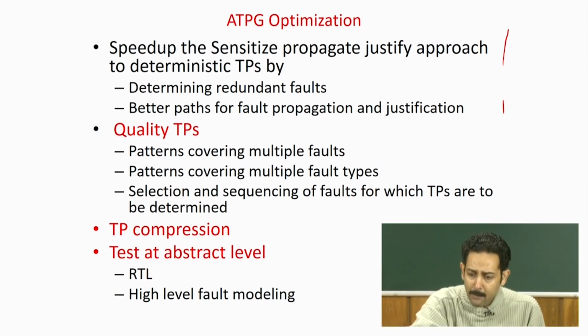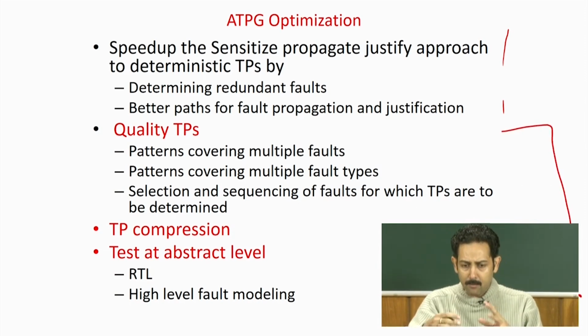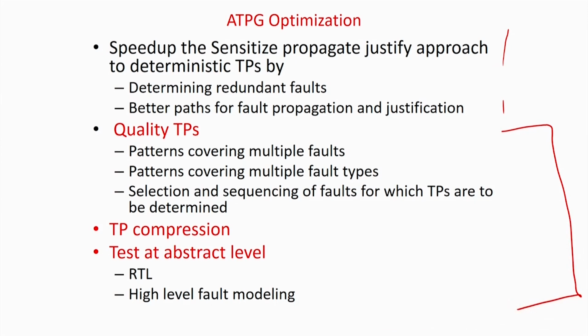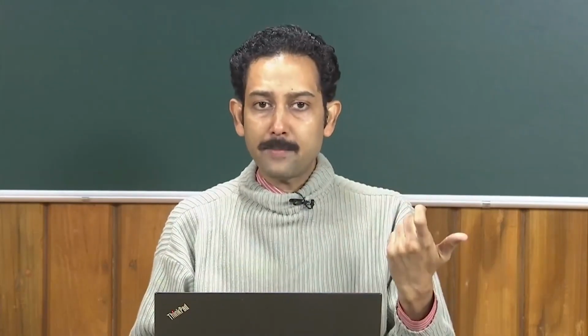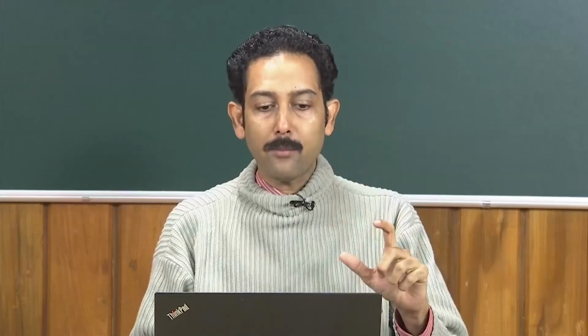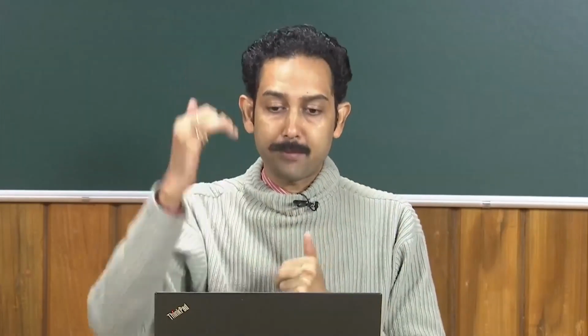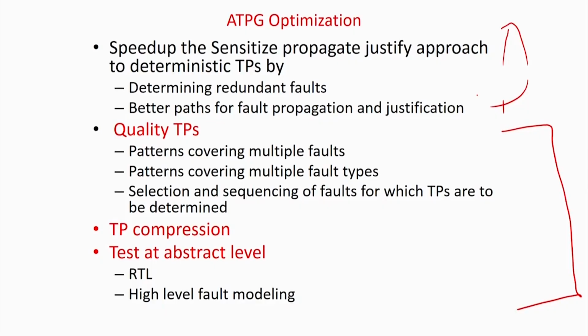Our main coverage, including today's and the next few lectures of this module, will be these aspects: good quality test patterns so that they become relevant to modern fault models, how to compress tests, and how to go to an abstraction level. But just before we touch those, we will see what people have tried in terms of optimization relevant to traditional circuits, that is, how we can get better test pattern generation by the sensitize, propagate and justify approach.